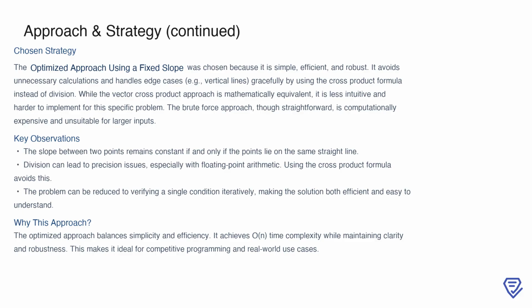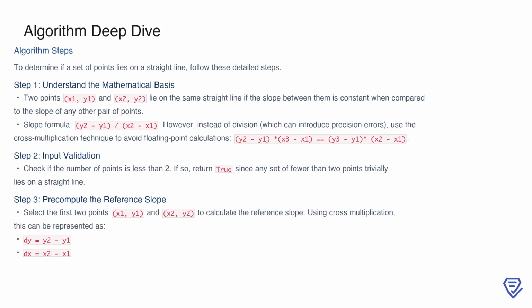scenarios and real-world applications. To determine if a set of points lies on a straight line, we begin by understanding the mathematical foundation. 2 points, say (x1, y1) and (x2, y2), lie on the same straight line if the slope between them remains constant when compared to the slope of any other pair of points. The slope formula is (y2 - y1) / (x2 - x1), but instead of directly dividing, we use a more reliable method, cross multiplication. This avoids floating point precision issues.